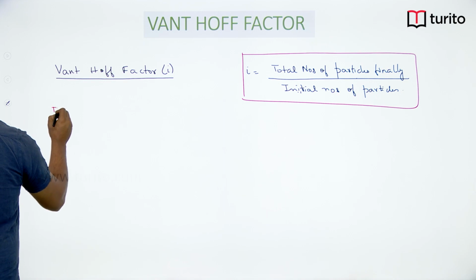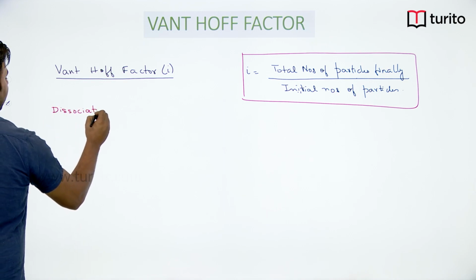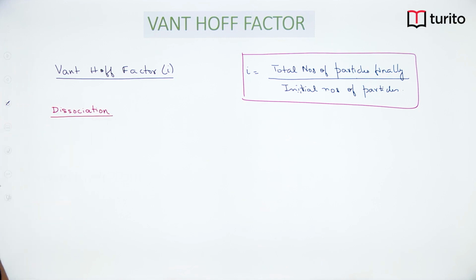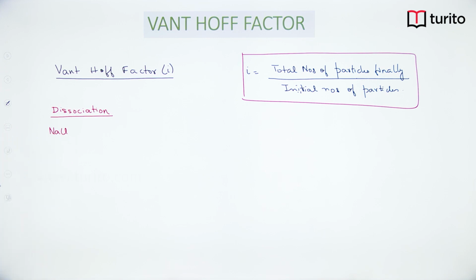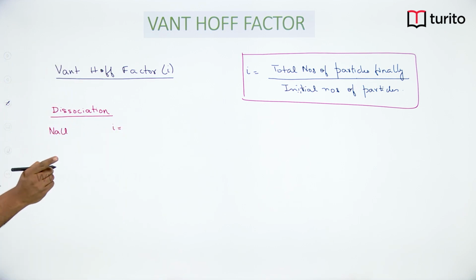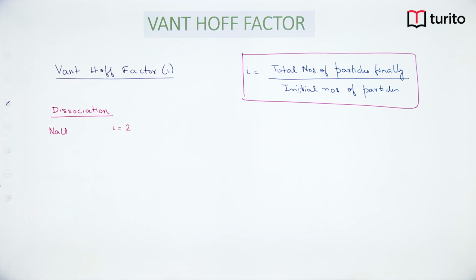Suppose we are talking about dissociation. Dissociation means a substance is dissociating. Let us take an example of NaCl. NaCl would break into Na+ and Cl-. So the final number of particles would be 2, while the number added initially was only 1. So the Van't Hoff factor of this would be 2.